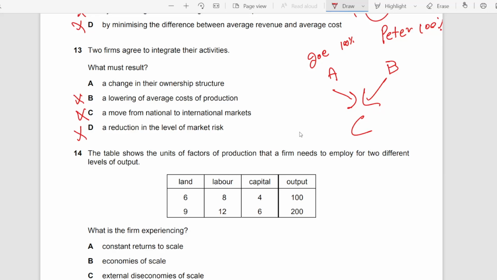Now they combine business A and business B to start a business together, which is business C, and Mr. Joe owns 50% of this new business, and Mr. Peter owns 50%. So they have a 50-50 partnership in business C. This is their new business, which combines both business A and business B's activities. So the ownership structure will change. The correct option is option A. Let's look at the next question.